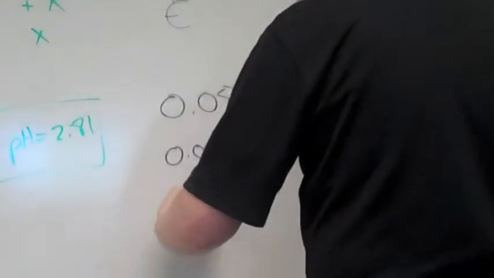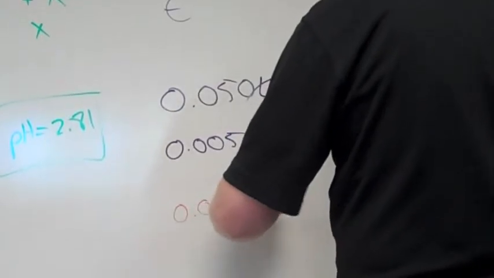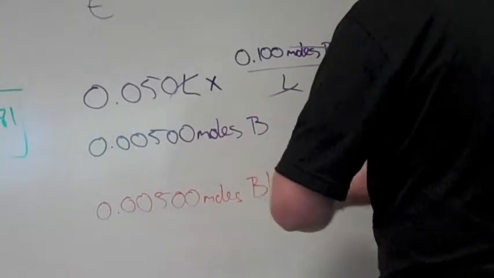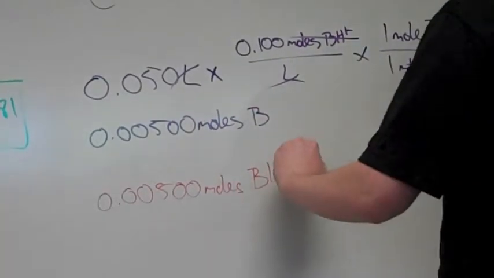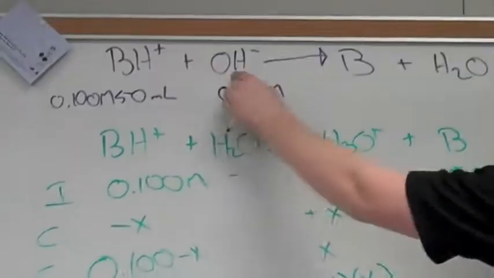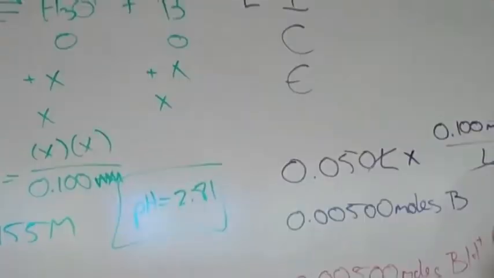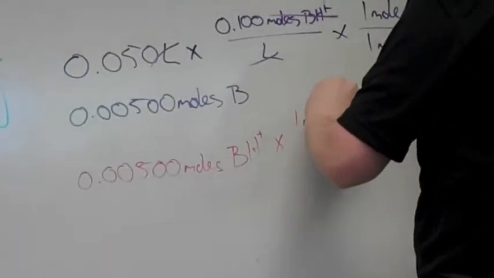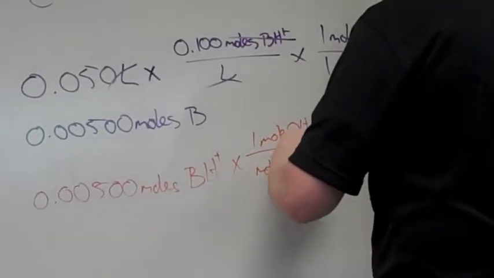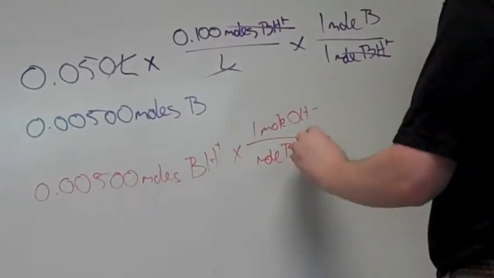We know that we started with 0.00500 moles of our anilinium ion. We can multiply here by a mole ratio. We know that to titrate this anilinium ion, if we look at the balanced equation, it takes 1 mole of hydroxide for every mole of the acid. So we multiply by the ratio, 1 mole of hydroxide per mole of BH+. So that's going to cancel out.